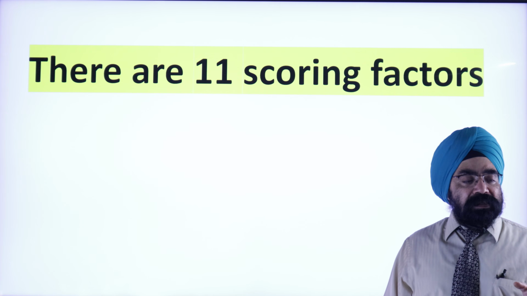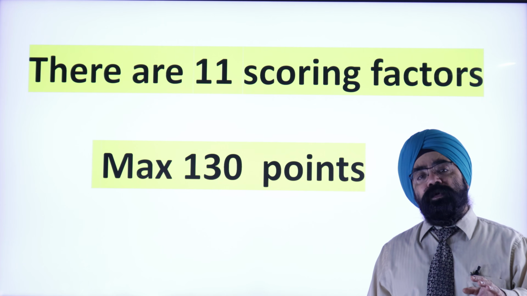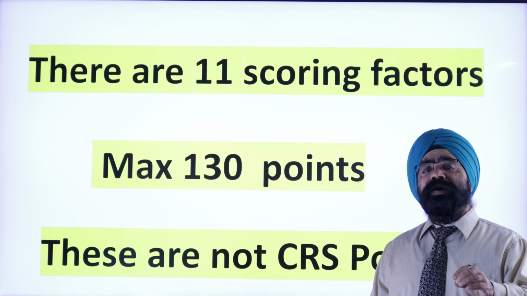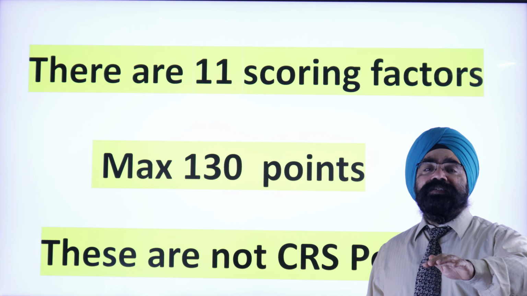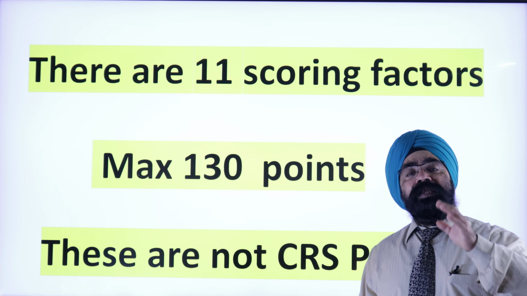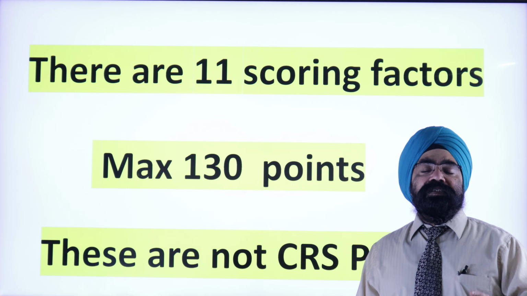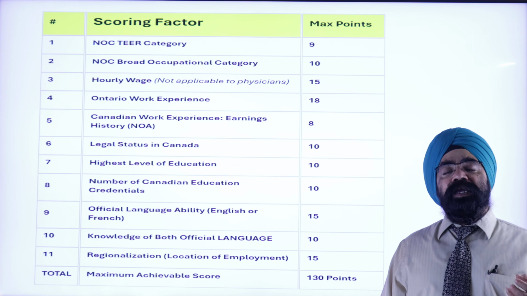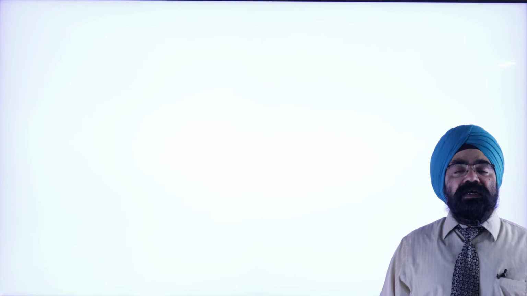Now, there are 11 scoring factors, with a total of 130 points. This is not the CRS points. Please do not get confused with the CRS. These points are not CRS points, although you can link them to the CRS. I will explain that in my upcoming next video, but in this video, all I'm telling you is that these are not the CRS points. So, 11 scoring factors. Let's look at all these 11 factors right here. I will try to explain all these factors in detail with examples. So let's start with the first factor.